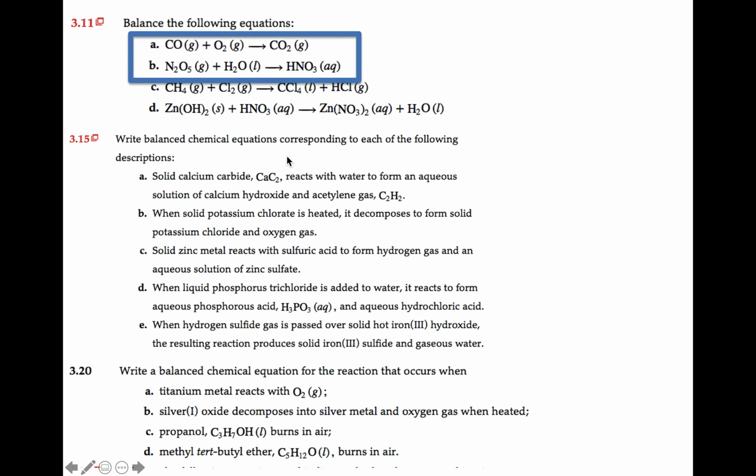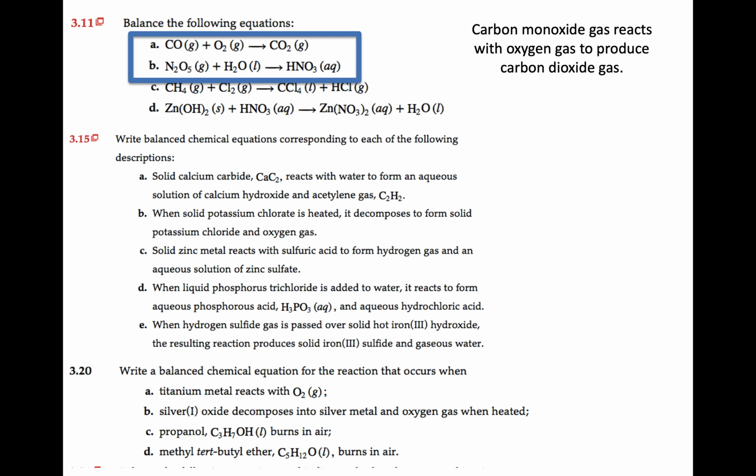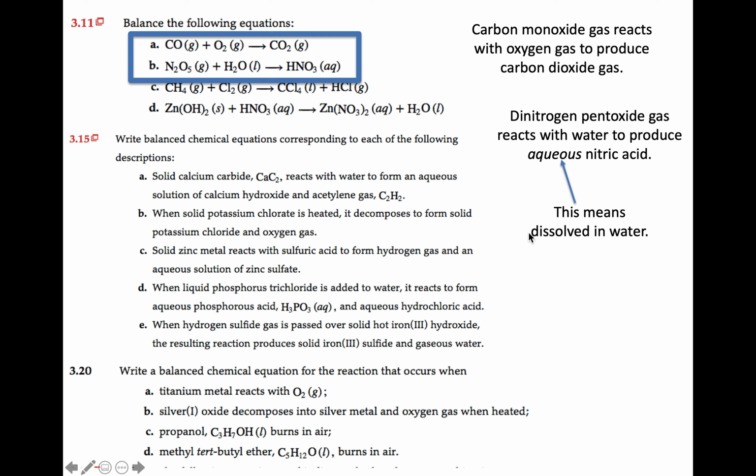So at the top here, I see two examples of combination reactions. Let's extend that and put those into words. Carbon monoxide gas reacts with oxygen gas to form carbon dioxide gas. Or dinitrogen pentoxide gas reacts with water to form nitric acid. Aqueous nitric acid, aqueous, that symbol AQ means it's dissolved in water. So the symbols we might see there would be solid, liquid, gas, or aqueous.